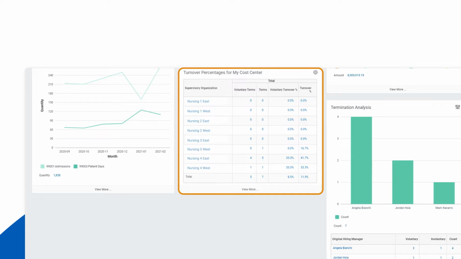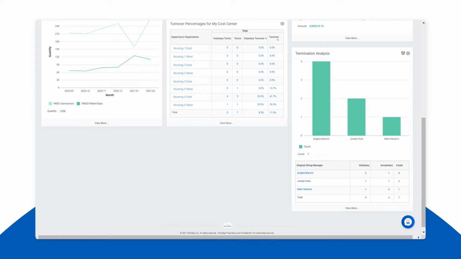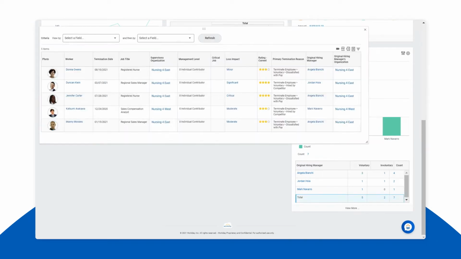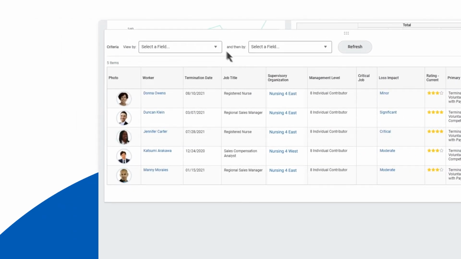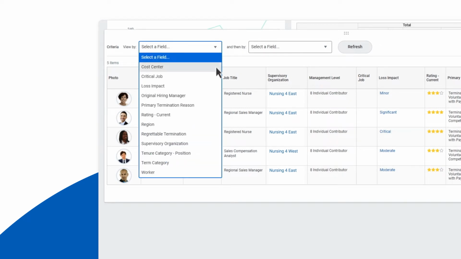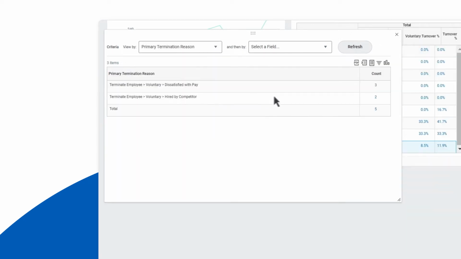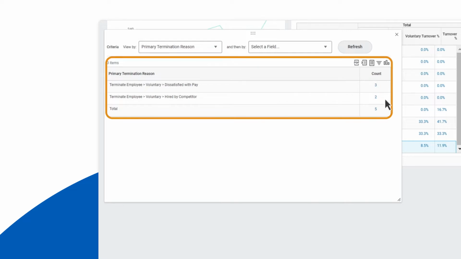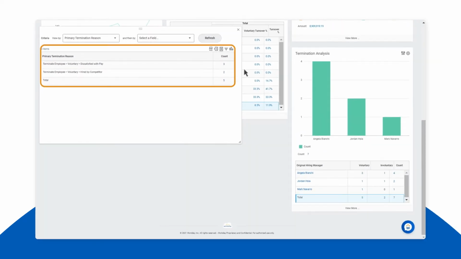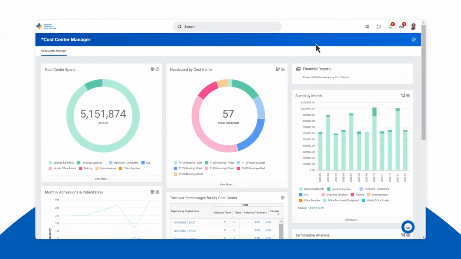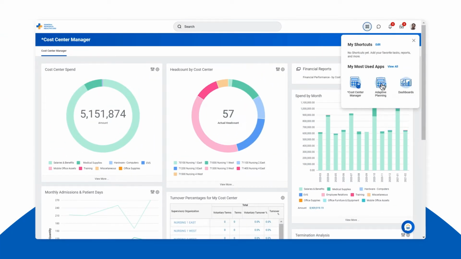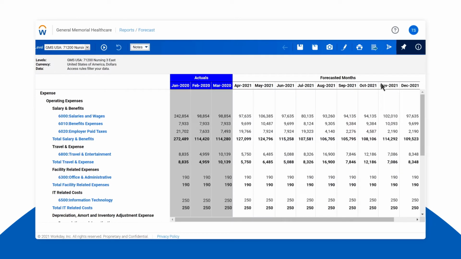It is easy to see if turnover is spread evenly across departments or focused within one team, like it is here. Understanding the why behind the what is critical to making the right choices, and Workday lets you drill into the data with ease. This termination analysis shows us exactly who left and why. In this case, people are looking for higher pay or they're going to the competition. Workday lets you move directly from analysis into planning, so you can model multiple scenarios to make the best decision on how to address the issue.